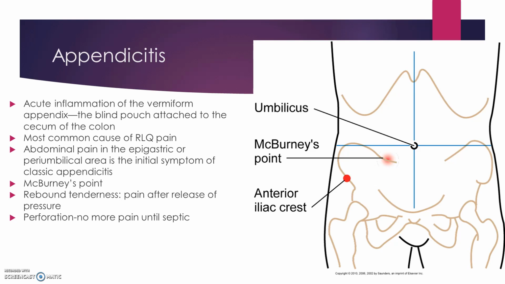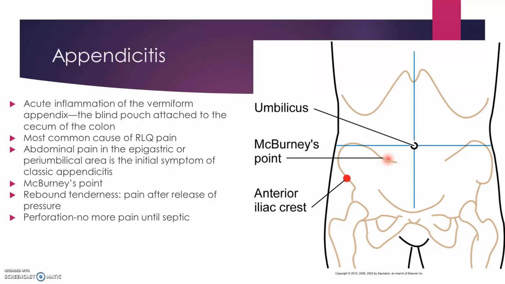This is an acute inflammation of the appendix, which is a blind pouch attached to the cecum of the colon. It is the most common cause of right lower quadrant pain currently out there. Where you're going to see it most is at McBurney's point, which is about 2/3 of the way from your anterior iliac crest to your umbilicus, or 1/3 of the way this way. And so it's right there.